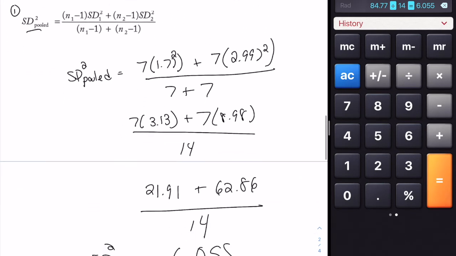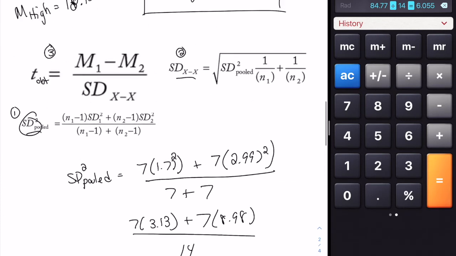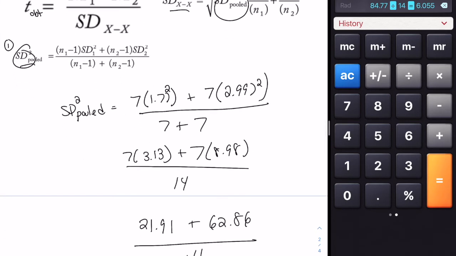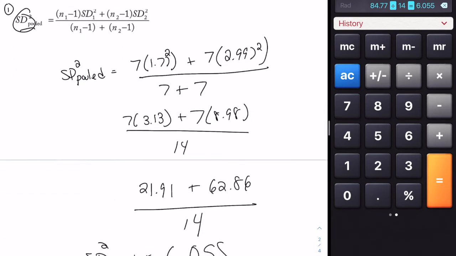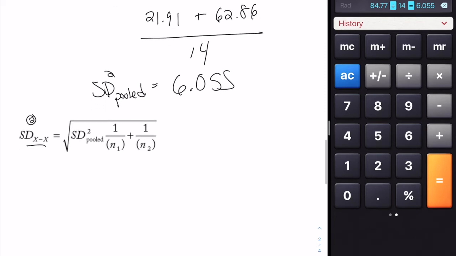So we have that pooled variance. Now that we have pooled variance, we can plug that in here to get our standard error of the difference. I'm just going to grab this and move it down so we can see. We're going to plug that pooled variance in there. Let me erase my scribble. And it's pretty straightforward, yes?